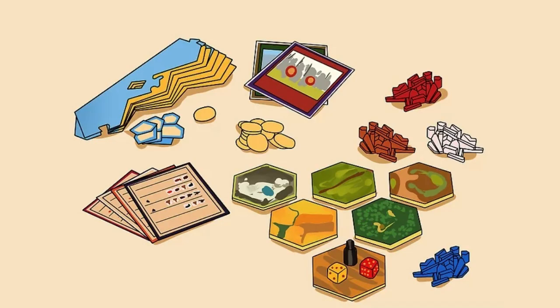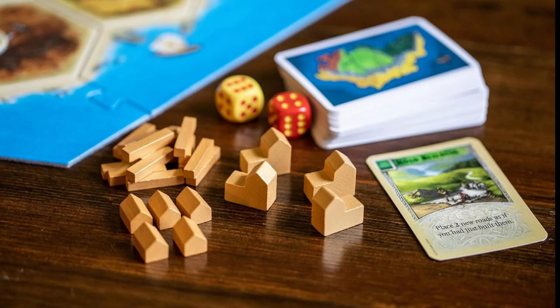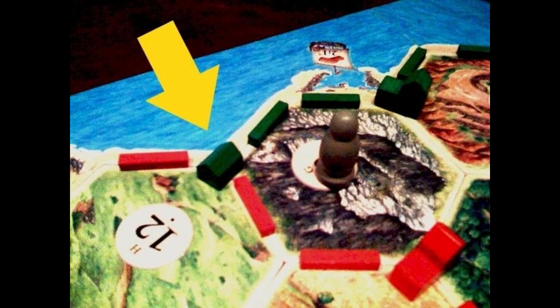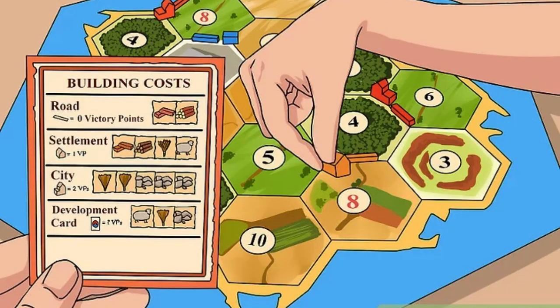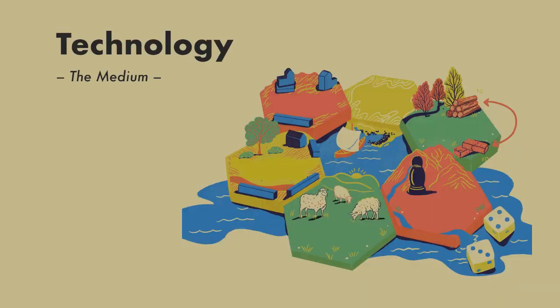The wooden pieces, dice, and cards all contribute to a tactile pleasure, one of the pleasures of sensation we saw in class. But aesthetics also include the social experience, the excitement of trading, the tension when someone blocks your road, and the joy of finally building a city. That emotional mix of competition, inspiration, and collaboration is what makes Catan so engaging.